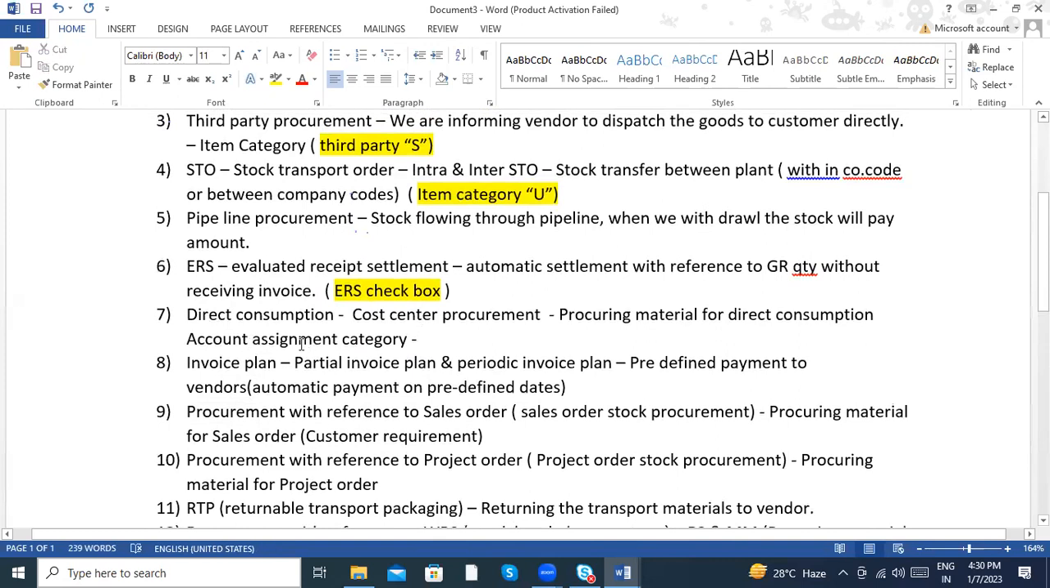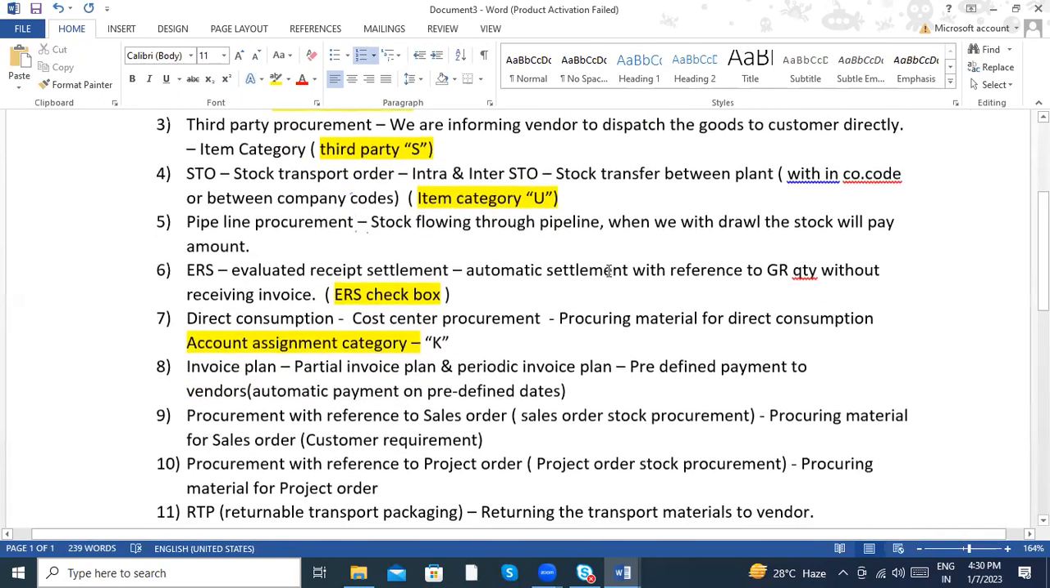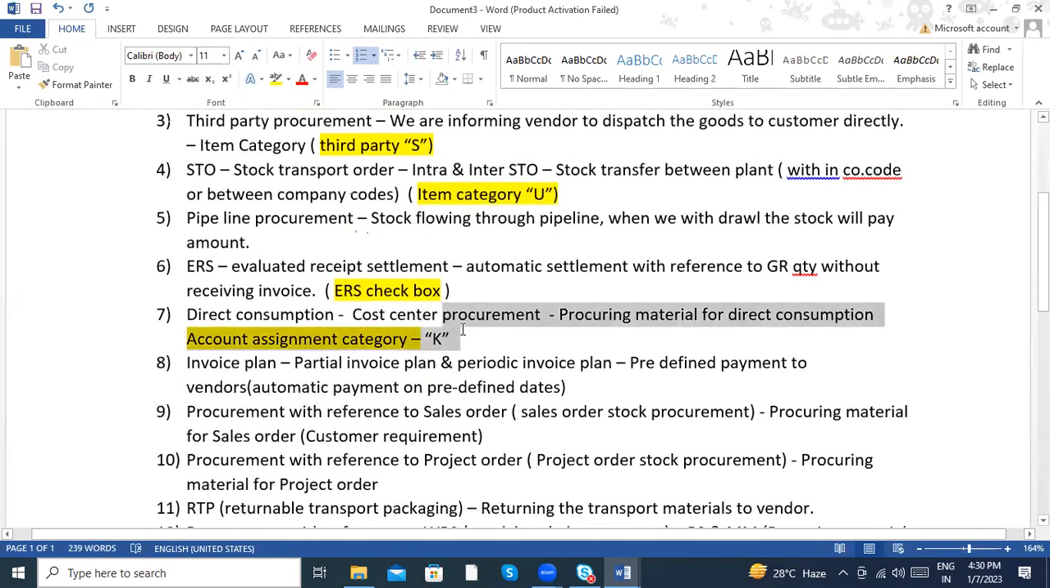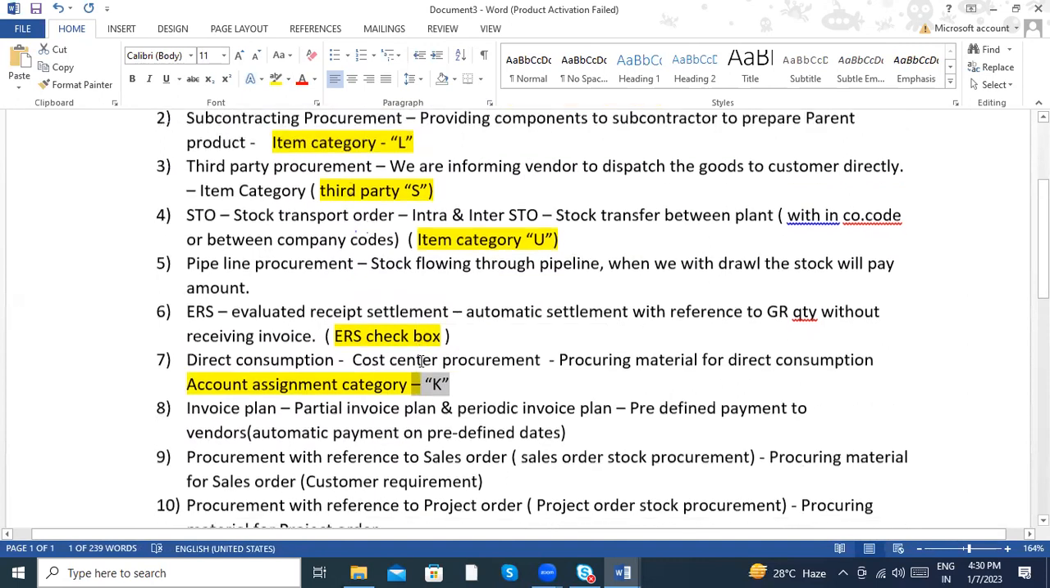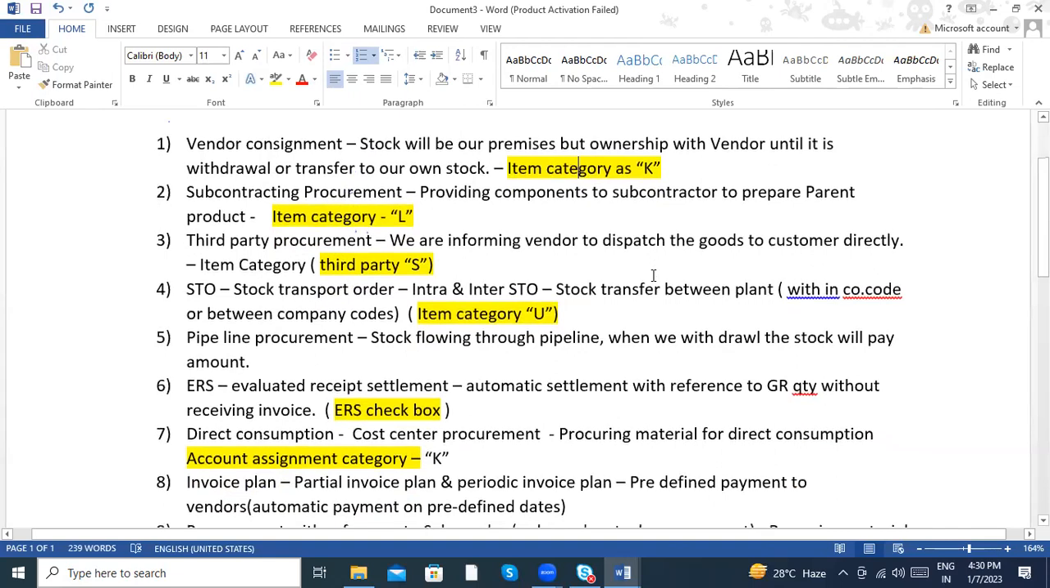So here we are saying that we have to provide the account assignment category. In this case, if it is cost center, then it is a K. So account assignment category K is different and item category K is different. Okay. Clear? Account assignment category K means it is a consumption. It is not a special process. It is a consumption process. And when we're talking about item category K, that complete process will be different.